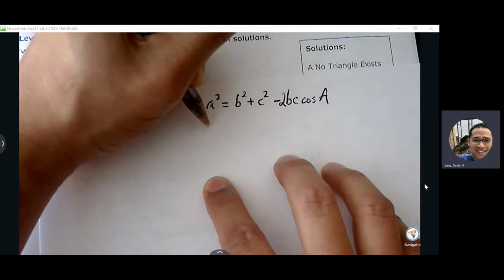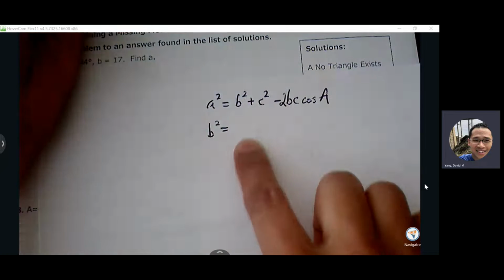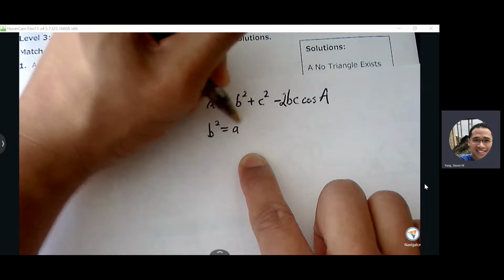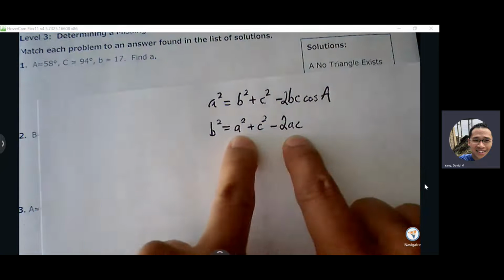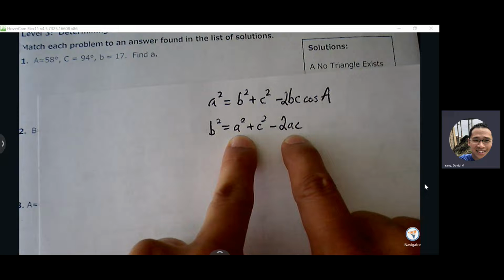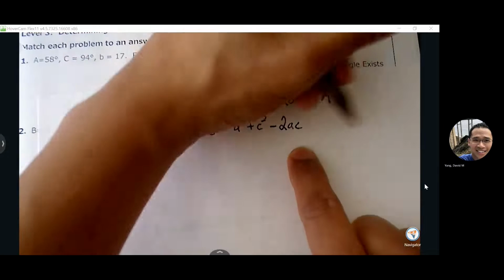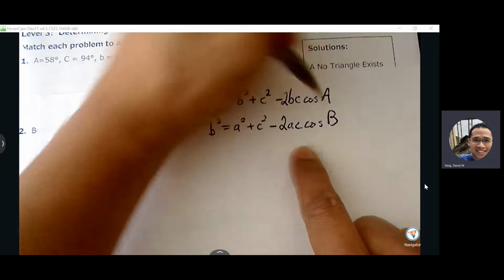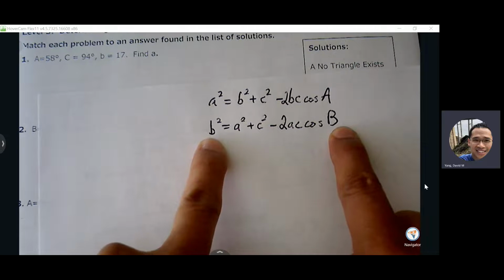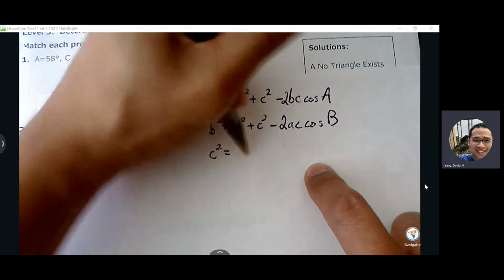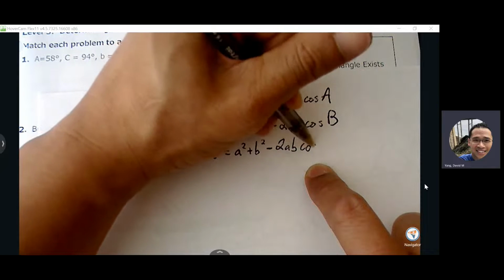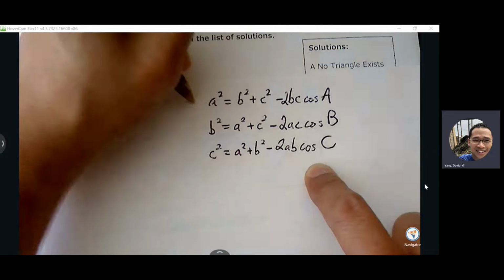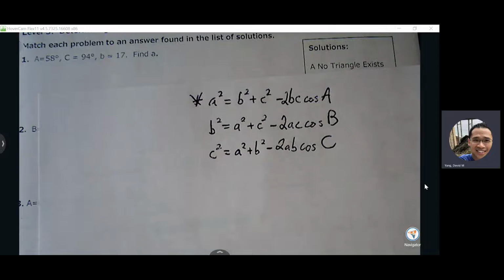Okay. So if I want to do the b squared one, b squared equals what? a squared plus c squared minus 2ac. All the letters that are not at the ends will show up in the middle. And then cosine of what? B. Yep. So your bookends will always be matching. Okay, c squared equals a squared plus b squared minus 2ab cosine of C. So I'll give you the first one, and then you have to build the other two. I'll put the first one up on the board.